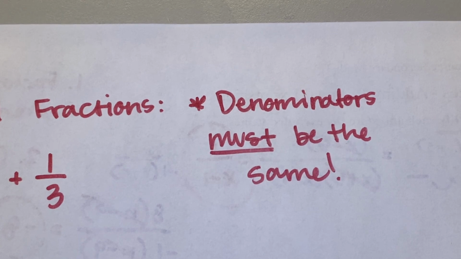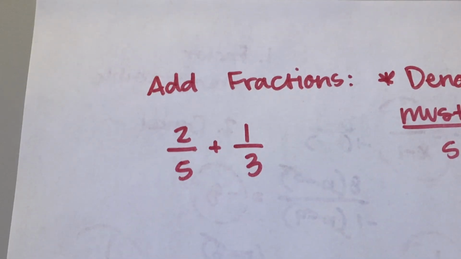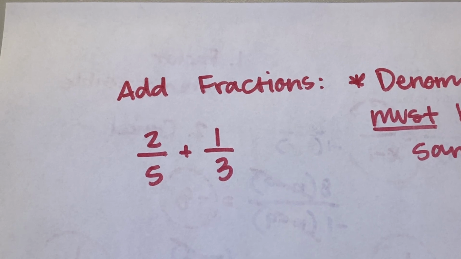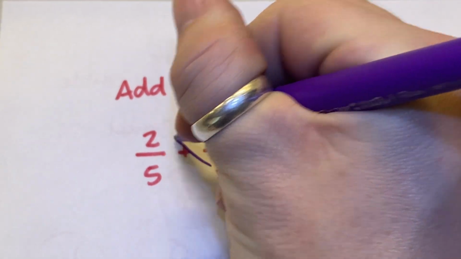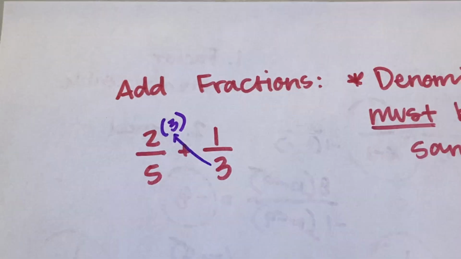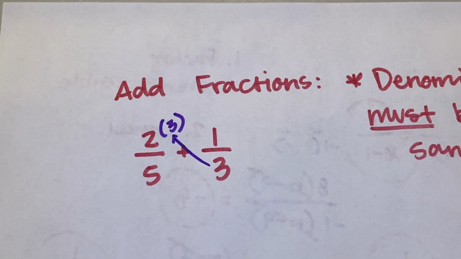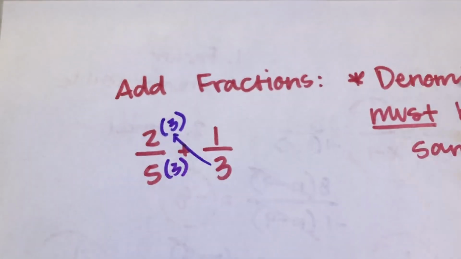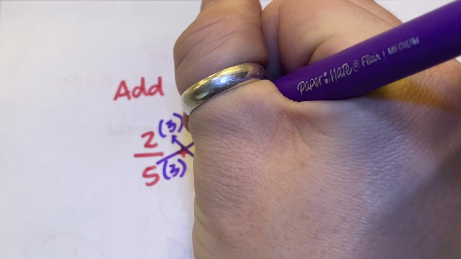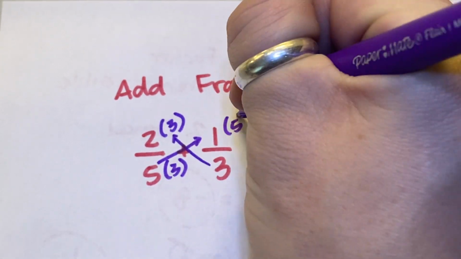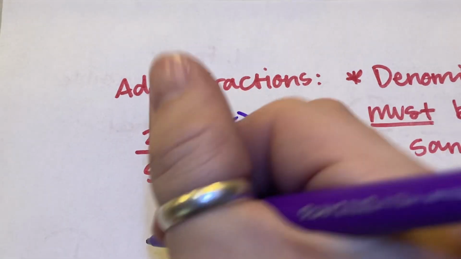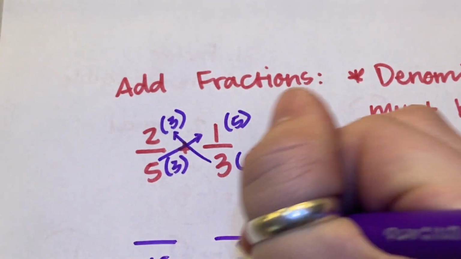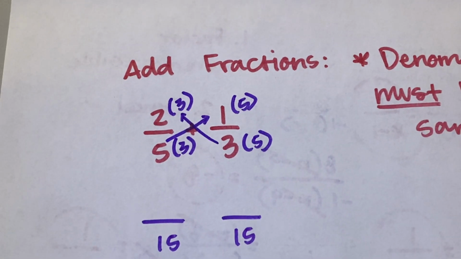Okay, everybody has that note on the back of their paper? Okay, so here's how we make the denominators the same. I need to take this 3 and multiply it to that guy in order to make that denominator the same. I need to take that 5 and multiply it to that guy. The crisscross method. Now our denominators are both 15.